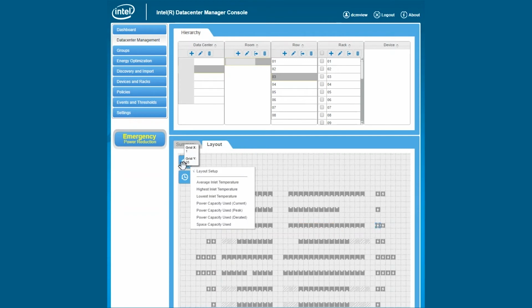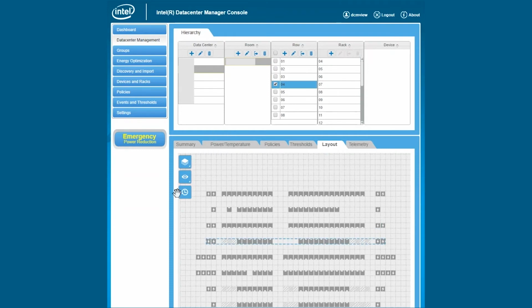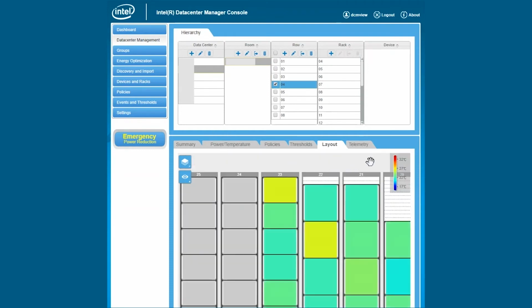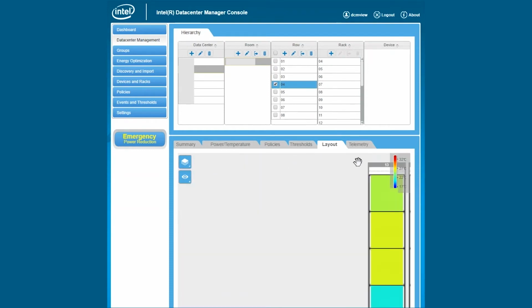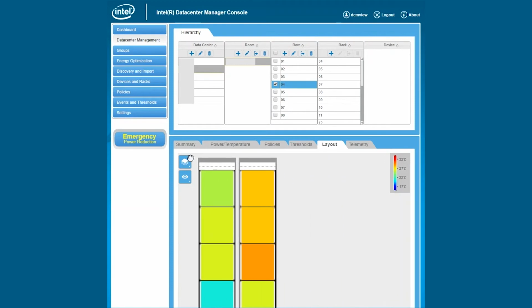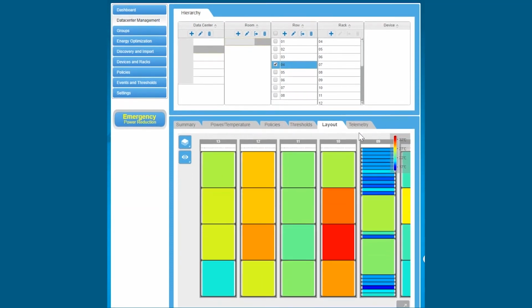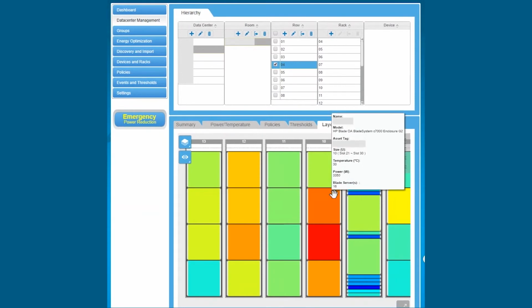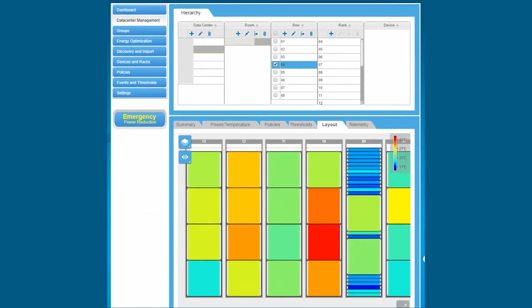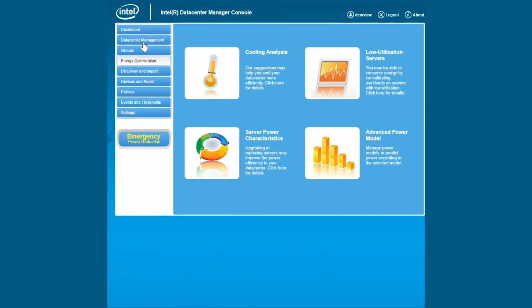Another capability you can put on the layout is, let's go to a specific row, you can take a look at a frontal thermal map of the data center. And in this frontal map, you can see the temperature in every server as it is installed in the rack. So this is a thermal map from a front view of the racks in a specific row in this data center. So that was the layout.